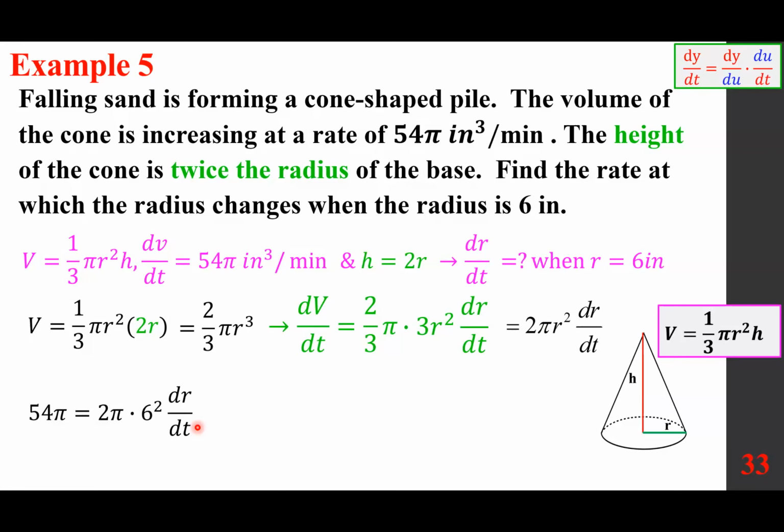So what do we have here? 36 times 2 is 72, so we have 72 pi on the right side. So I'm going to divide both sides by 72 pi. Obviously, the pi's cancel out. 54 over 72 becomes 3 over 4.